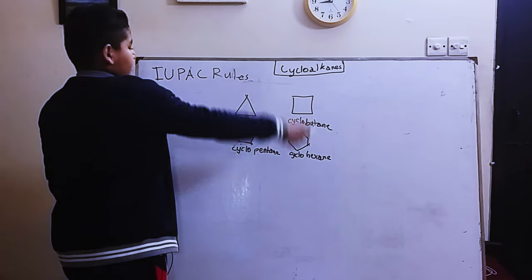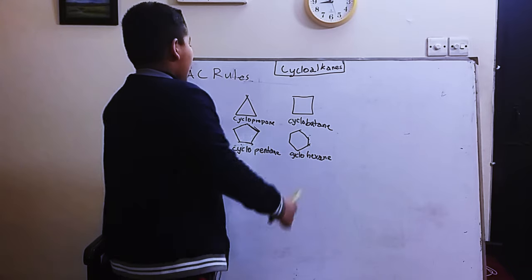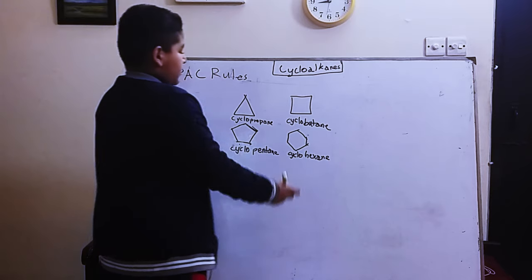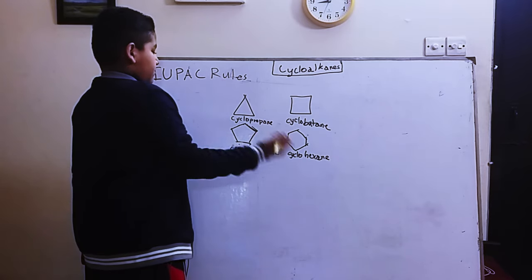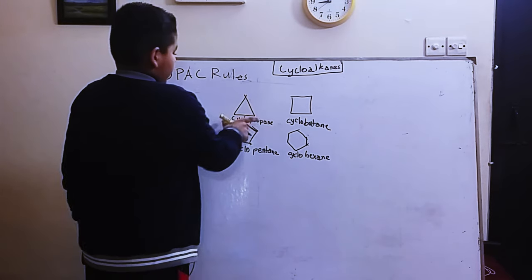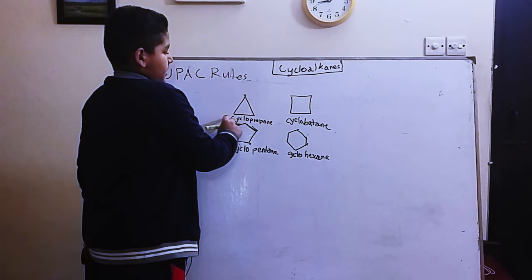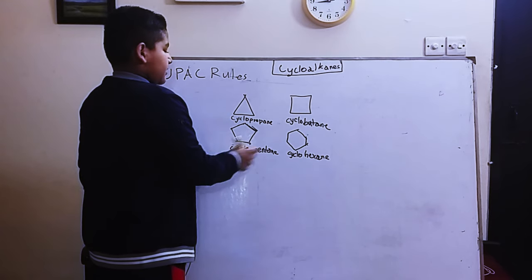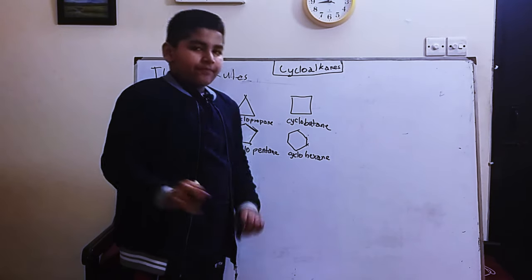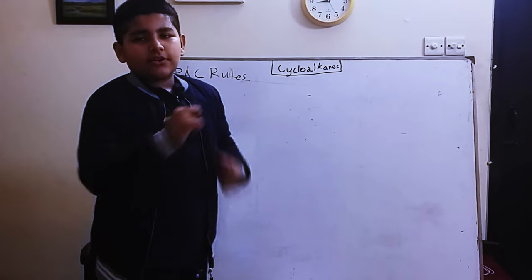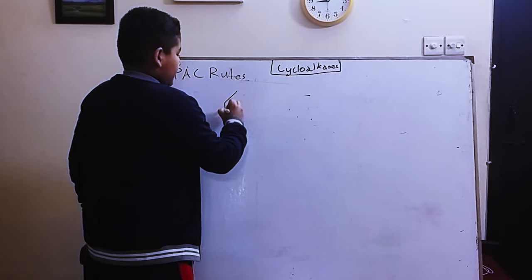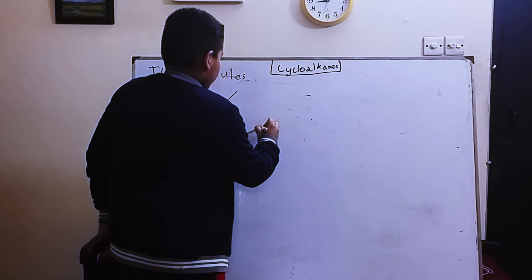So here we have a few fun shapes, and it'll have the prefix cyclo, and it will have its corresponding name. Like in cycloalkanes, this will be cyclopropane, cyclobutane, cyclopentane, cyclohexane. Basic stuff, really. Now let's go straight to the examples of some cyclic molecules, such as this one.